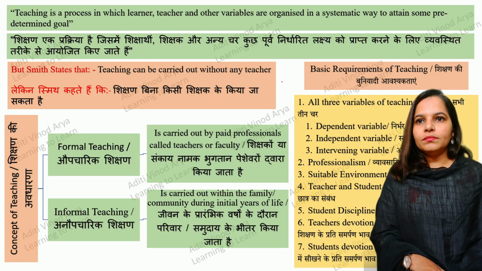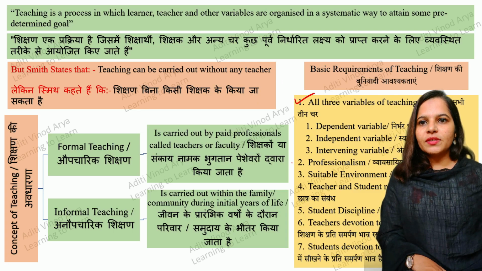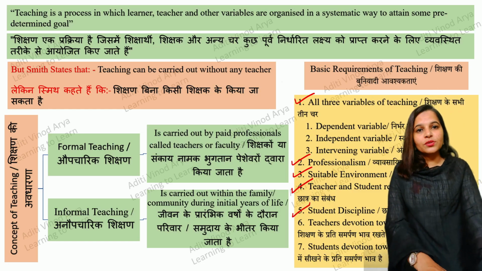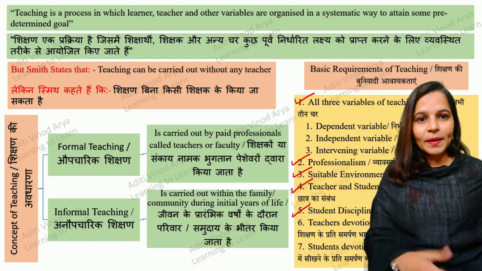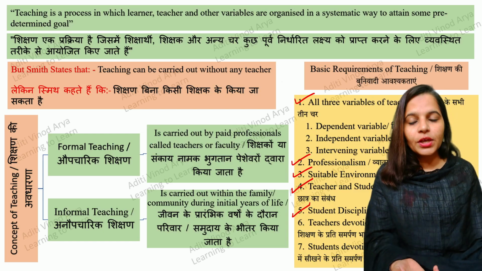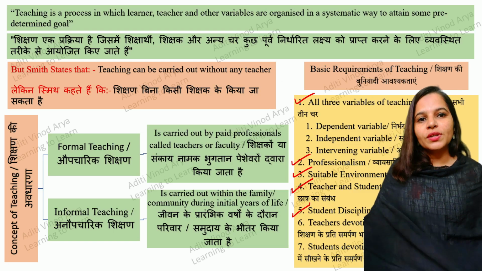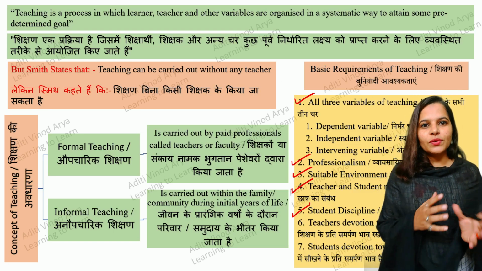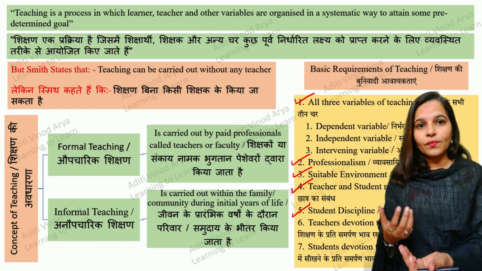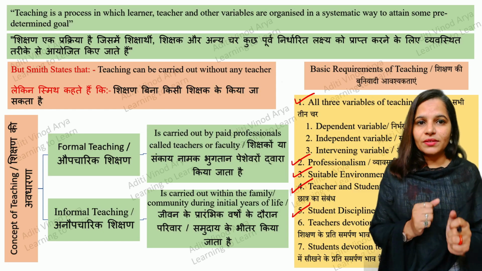So all the three variables: professionalism is required, suitable environment is required, teacher and student relationship, as we just discussed. Student discipline, yes, there should be student discipline. If you are expecting a teacher to teach properly, you will expect a student to learn properly. So discipline with the student is also required. Is the student regularly coming to the class or not, completing his homework or not? This is also one of the basic requirements.